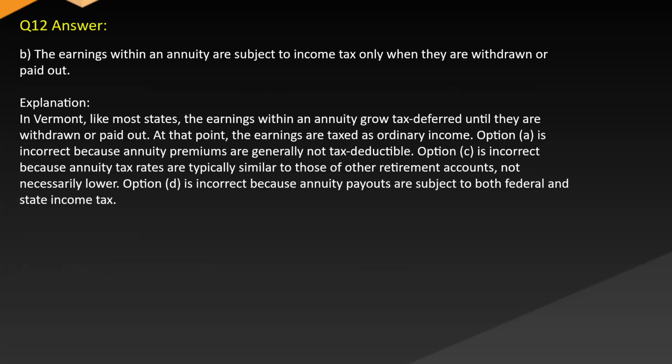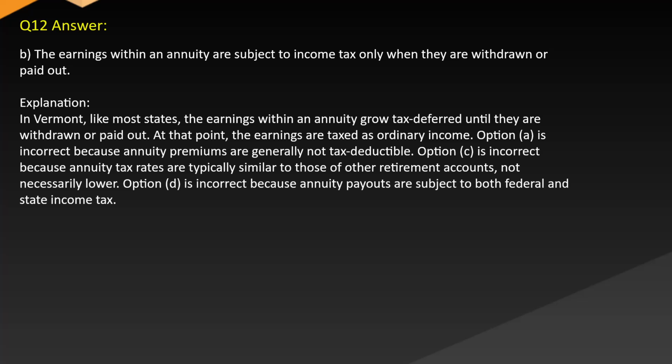Answer B. The earnings within an annuity are subject to income tax only when they are withdrawn or paid out. Explanation. In Vermont, like most states, the earnings within an annuity grow tax deferred until they are withdrawn or paid out. At that point, the earnings are taxed as ordinary income.